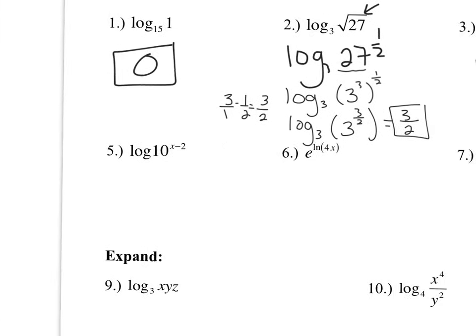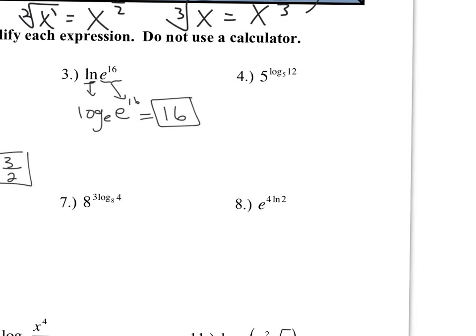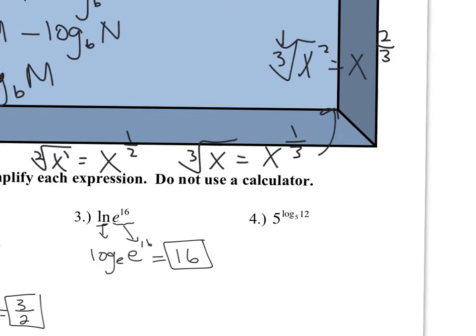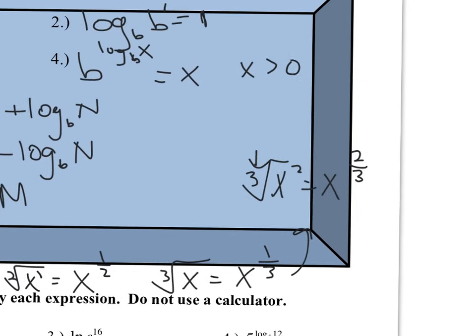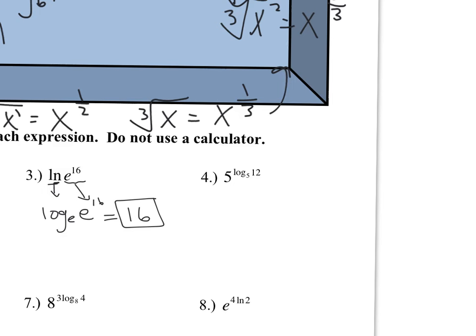Number 4. Oh, number 4 is off to the right. So number 4 is the property up at the top. Let's see, which one is that? That is property number 4. So we have the base of an exponential, which is 5. We have a base of a log that's up here in the exponent, and that's 5. So your answer is just simply the 12 that's in the exponent.